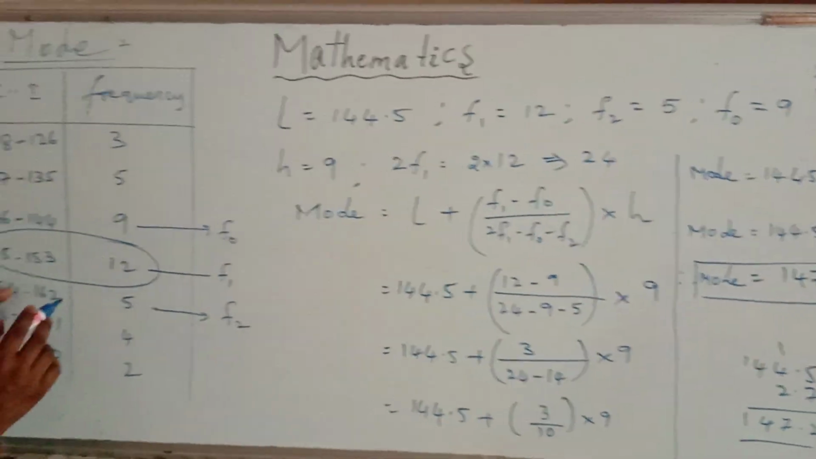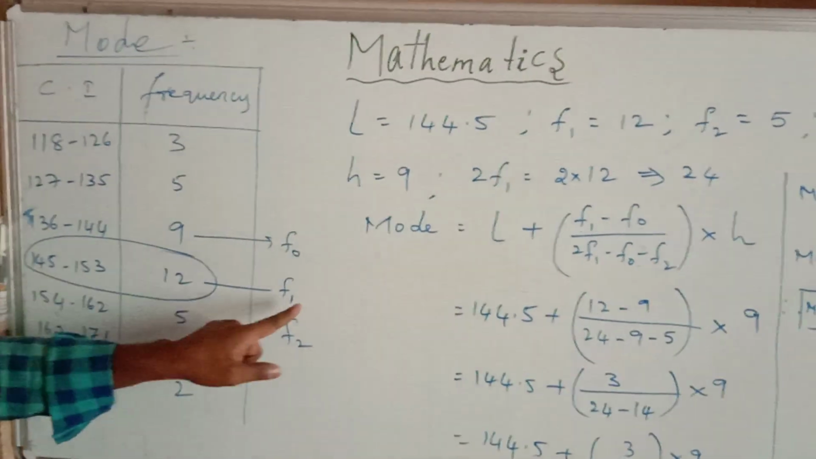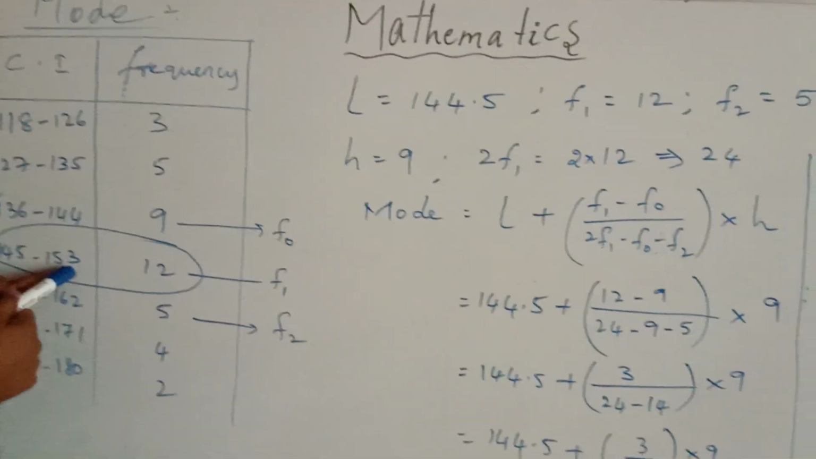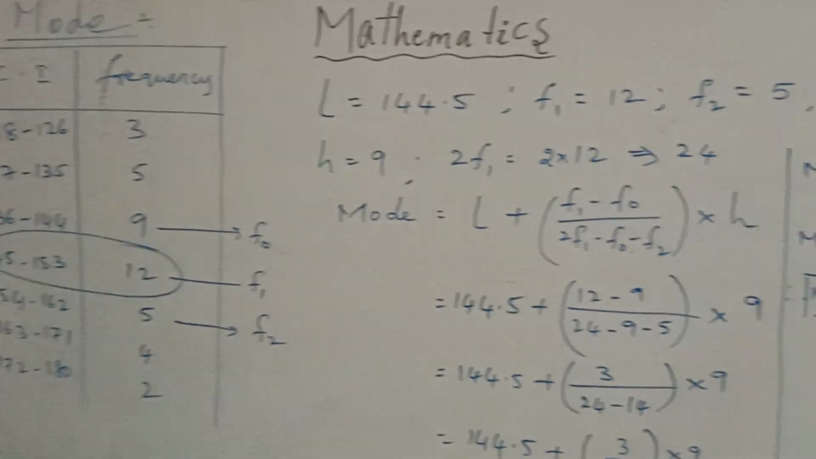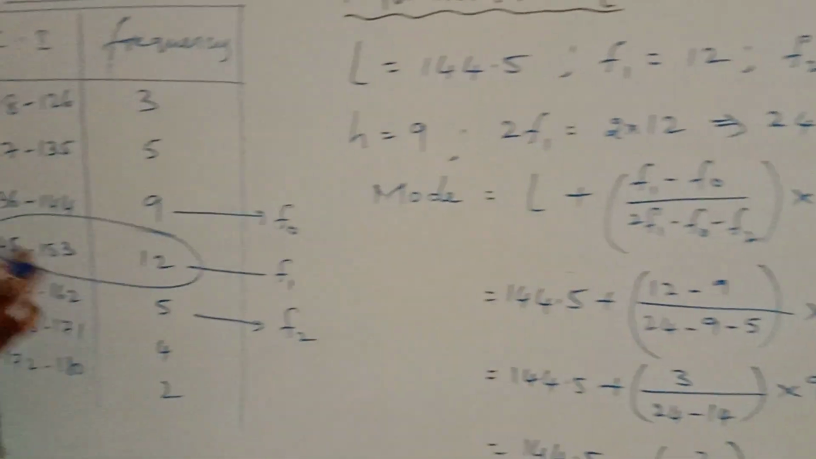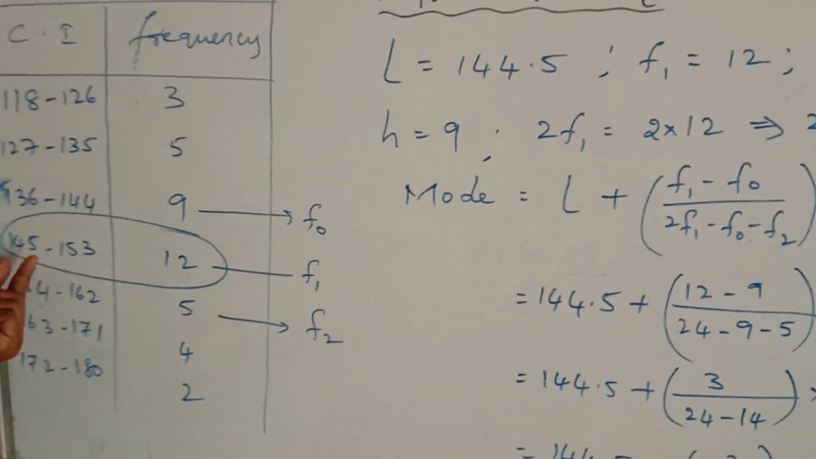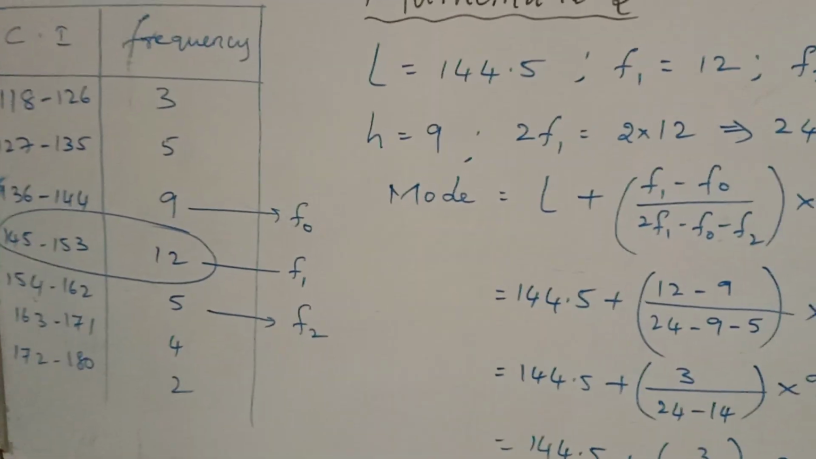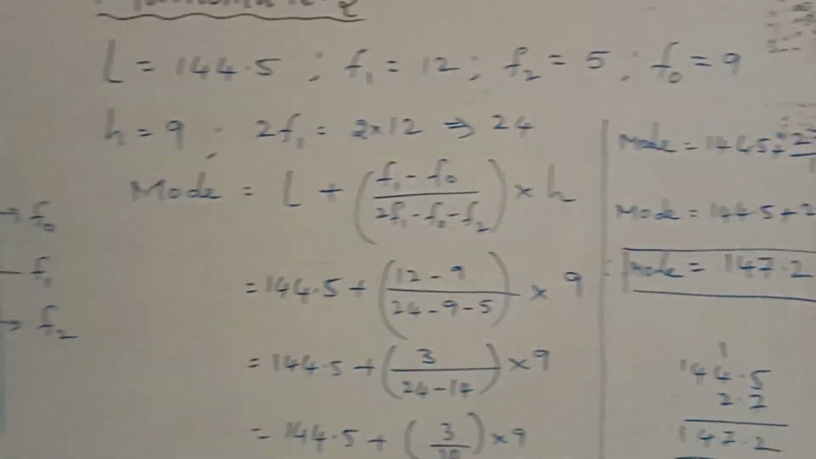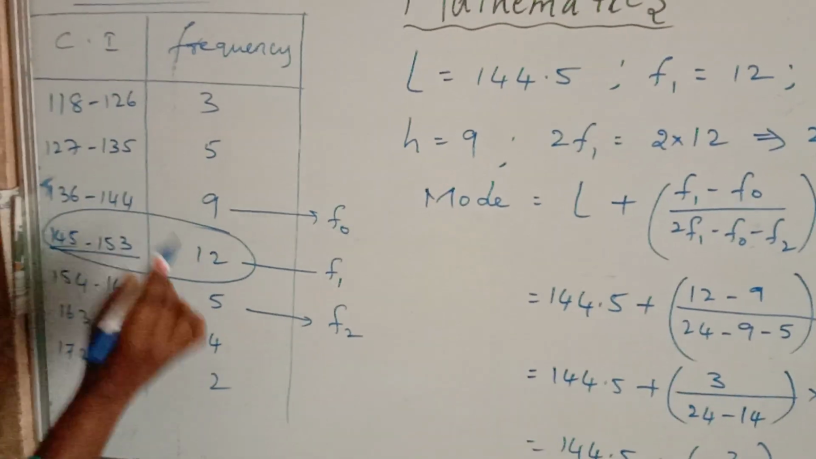If you look at the table, the highest frequency is 12 and the class interval is 145 to 153. The mode and the median must always lie in between this class only. That means in the class 145 to 153, the mode of the given data must be satisfied here.